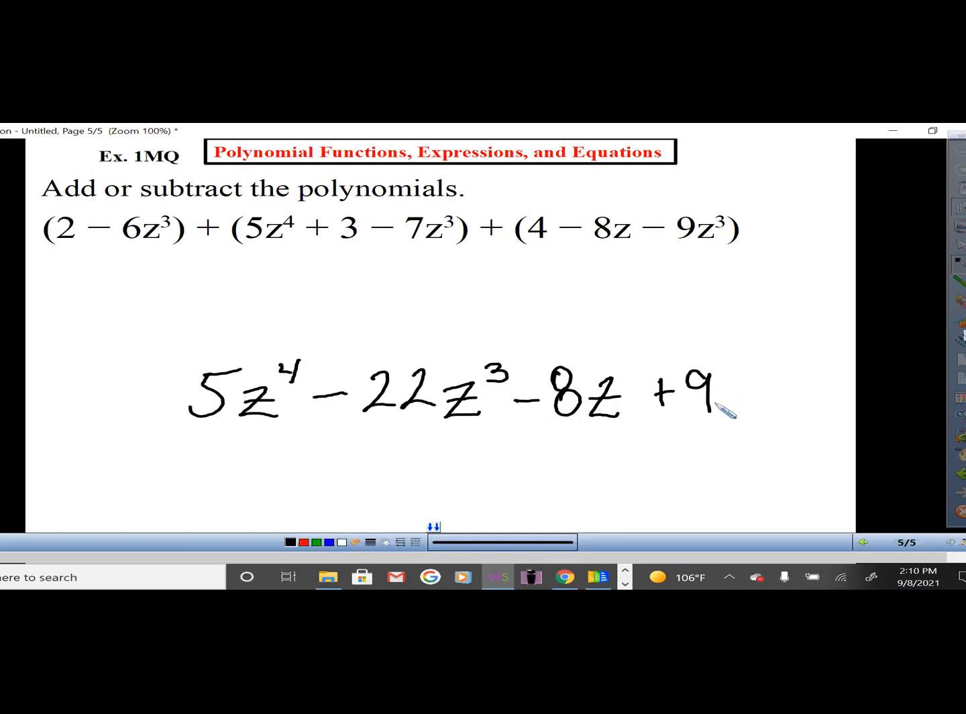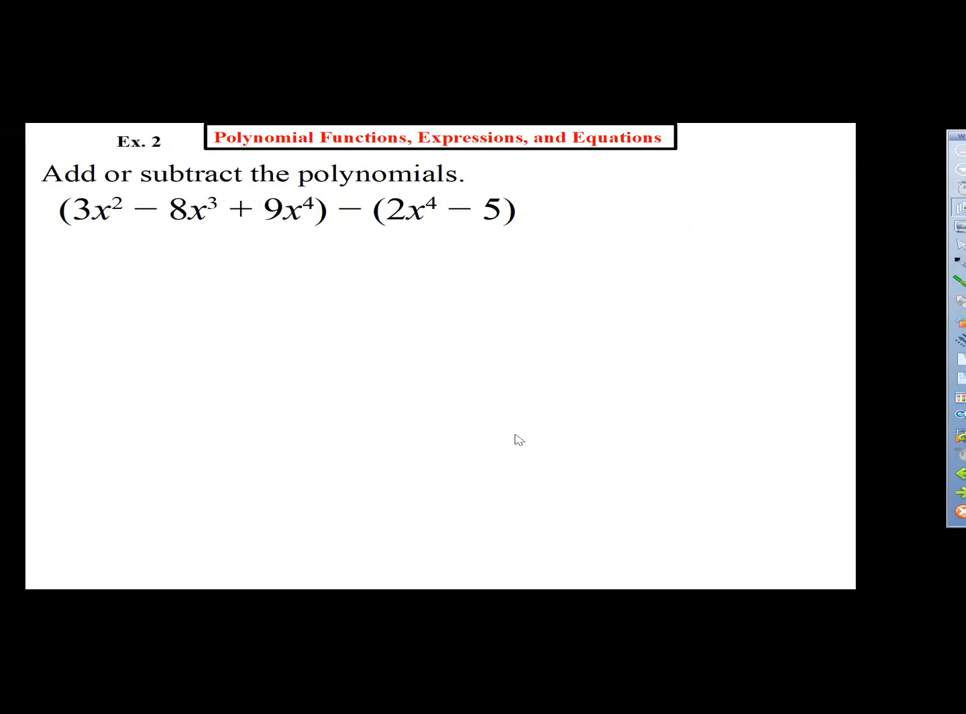We got this, yes? Okay, so show me with the fingers how you came to your answer with addition. I don't know if you noticed it was just addition right now. Yes? Okay. Let's crank it up a notch. Ready? Here we go. Example 2 reads: parentheses 3x squared minus 8x cubed plus 9x to the fourth, close parentheses, minus, open parentheses, 2x to the fourth minus 5, close parentheses. Just copy that. Let me just show you the first step, and then we're going to do the rest together.